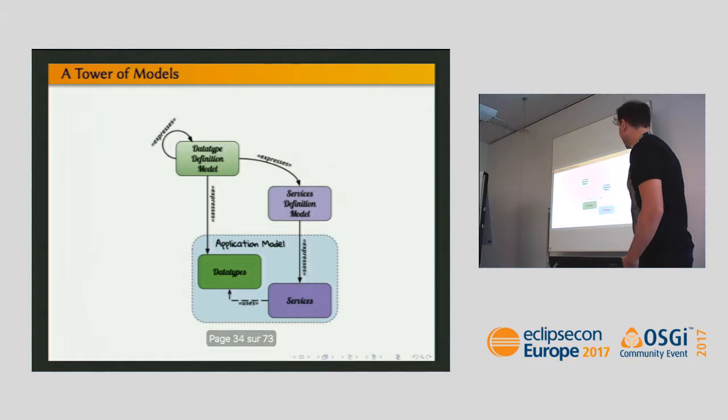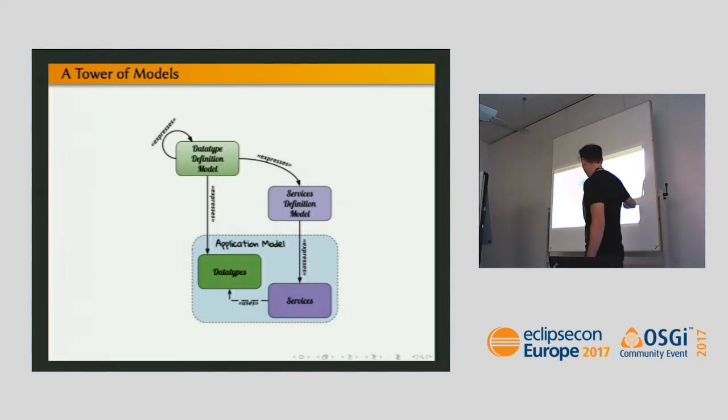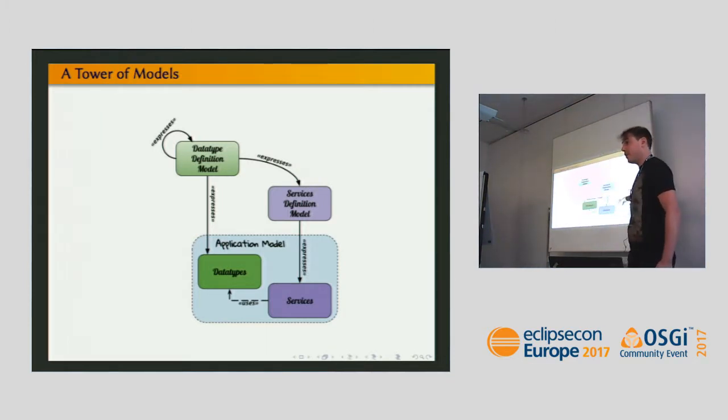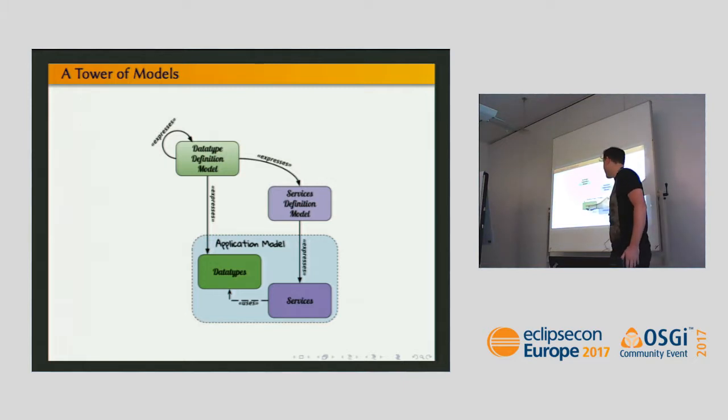So that looks like that. This is a zoom on the model that I had before in my separate repository. I had my data types, I had my service definitions, and they are expressed in the service definition model. My data types are defined in the data type definition model. And my services could use my data types, obviously. It turns out that my service definition model is itself defined as a data type definition model.